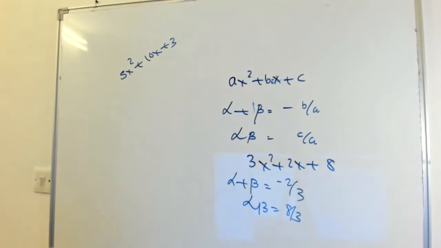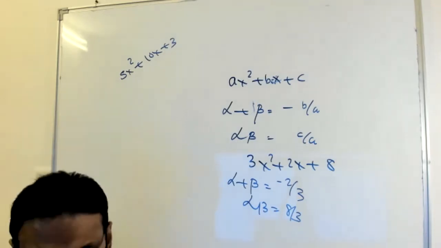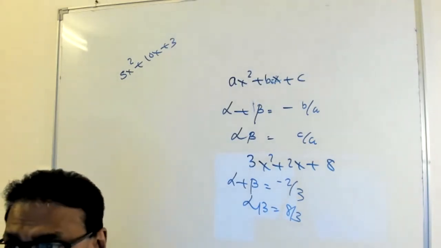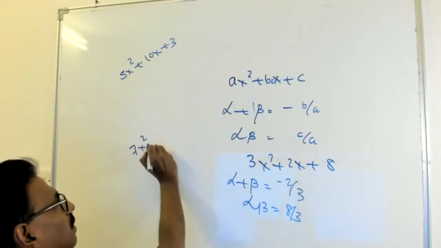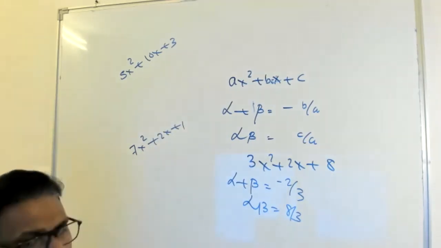Can you say what is alpha plus beta here? 5x squared plus 10x plus 3. What is alpha plus beta? Wait then. Shravan, what is alpha plus beta? Minus 10 by 5. Alpha beta? 3 by 5. Okay, that is fine, you can simplify. That doesn't matter.